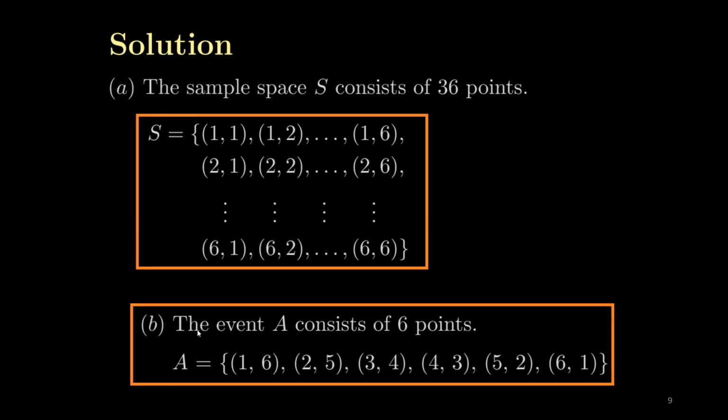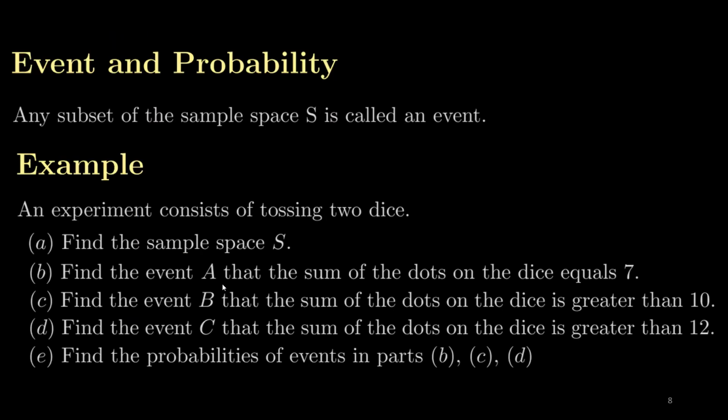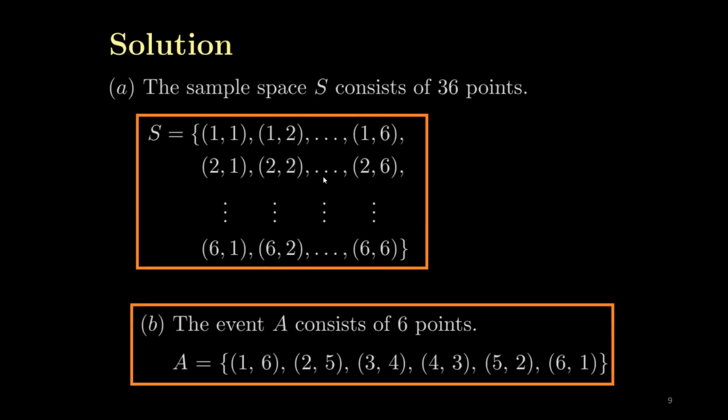So in part B, the event A consists of 6 points. If we go back, what is event A? Event A is all those possibilities where the sum of the dots on the dice equals 7. So out of these 36 sample points, we have only 6 points where event A exists, that is, where the sum of dots equals 7.